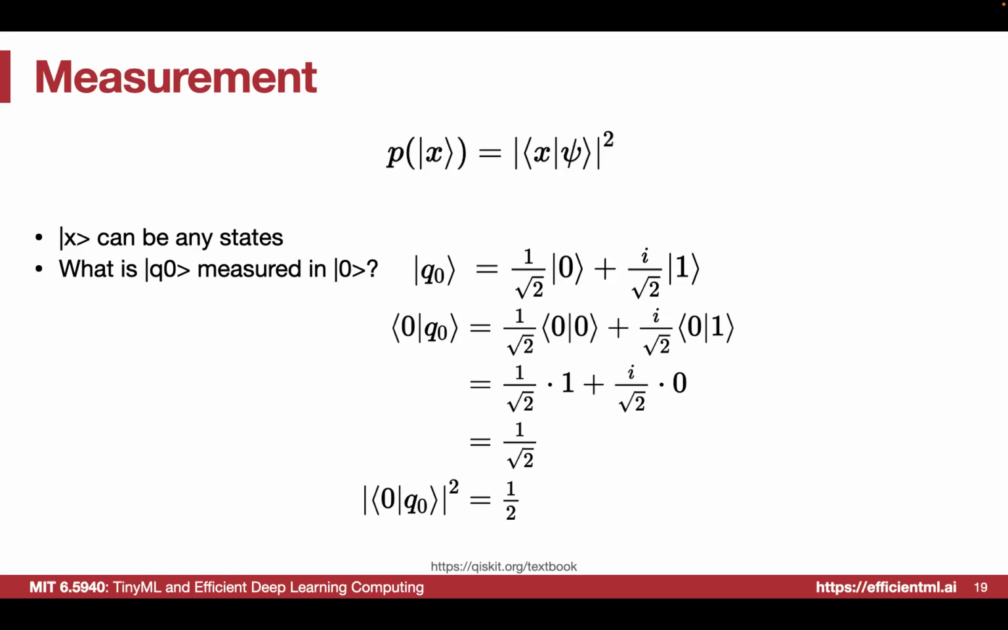That means if you prepare the state as 1 over square root of 2 of the 0 plus i over square root of 2 of the 1, then when you measure it, you have a 50% probability to measure a 0 and another 50% to measure a 1. So what is the intuition behind that? If we want to know the information inside these qubits, we prepare the quantum state 1,000 times and measure it 1,000 times. Then around 500 times the state will be 1, and another 500 times the state will be 0.